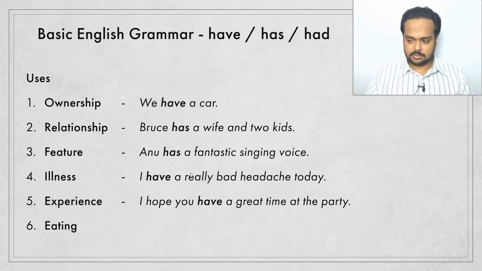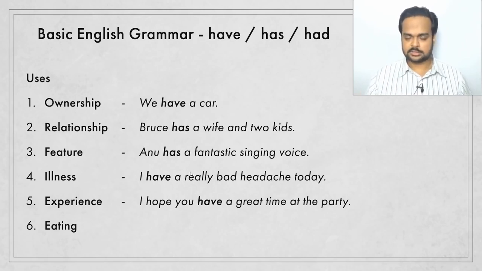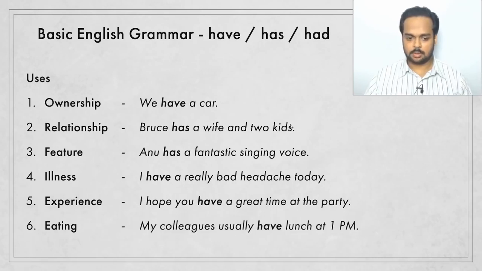Now here the verb have is expressing positive experience, but we can also talk about negative experiences with the verb, in phrases like to have trouble, to have difficulty, to have problems, etc. And we will look at some examples of that later on in this lesson. And finally, the last use, number 6, is to talk about eating or drinking.